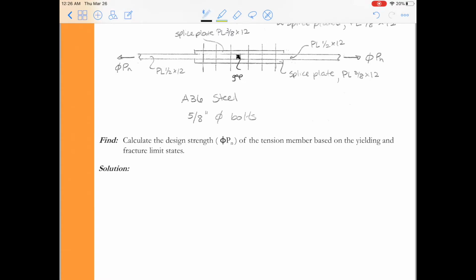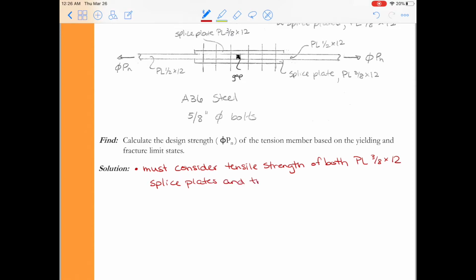We're using 5/8 inch diameter bolts, and the connection geometry is given above. We're asked to calculate the design strength of the tension member based on yielding and fracture. Whenever we do this, we need to consider the tensile strength of both connecting elements. So we need to consider the strength of the PL 1/2 by 12 as well as the PL 3/8 by 12 splice plates. We can't just check the design of one and assume the other one's okay.